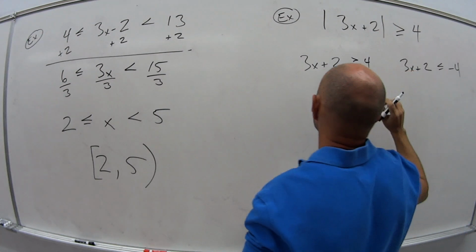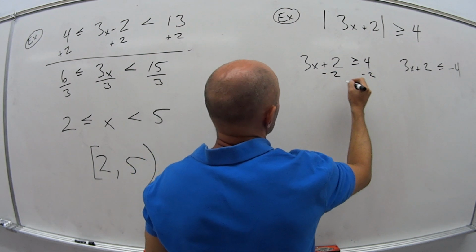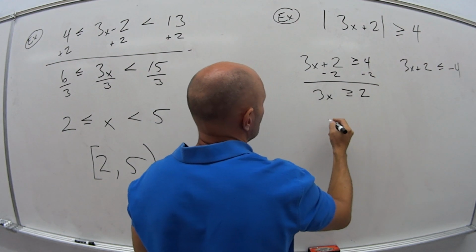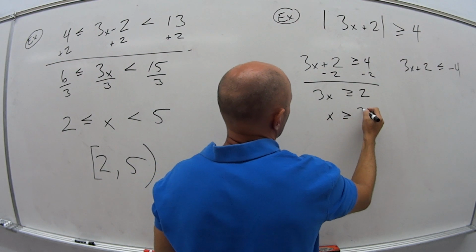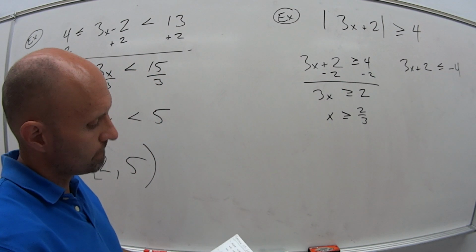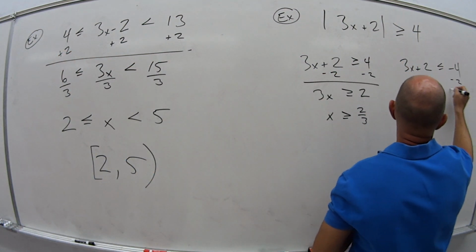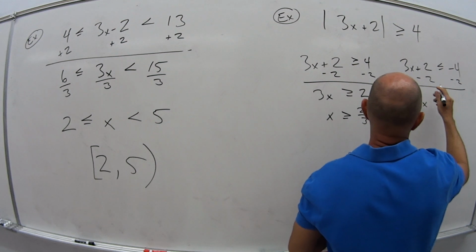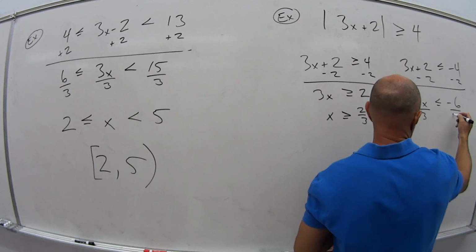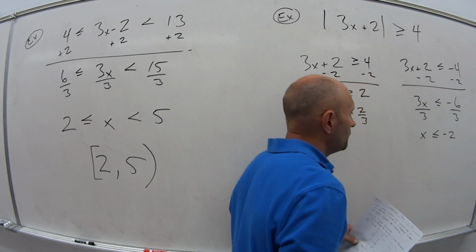All right, so let's solve this one, and then I'll show you two other little things here. So we solve these separately. Subtract 2. So we get 3x is greater than or equal to positive 2. X is greater than or equal to 2/3. This one here, subtract 2. So 3x is less than or equal to negative 6. Divide by positive 3, so I don't have to change the symbol. So I get x is less than or equal to negative 2.